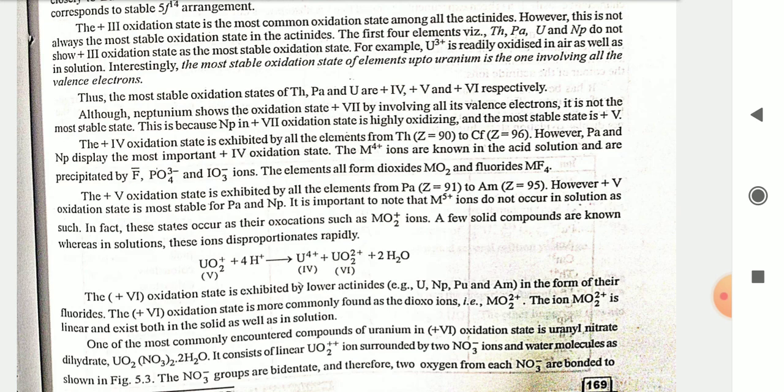One of the most commonly encountered compounds of uranium in +6 oxidation state is uranyl nitrate dihydrate, UO2(NO3)2·2H2O. It consists of linear UO2 2+ ions surrounded by two NO3- ions and water molecules as shown in figure 5.3. The NO3- group is bidentate, and therefore two oxygens from each NO3- are bonded to uranium.